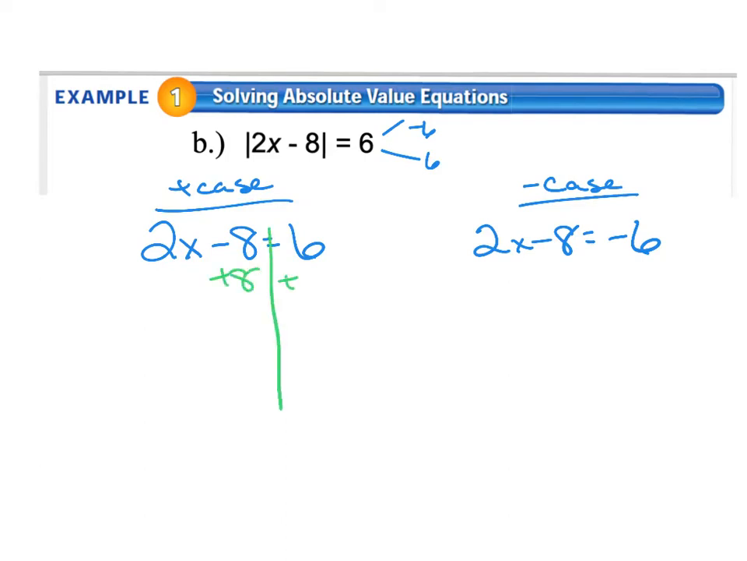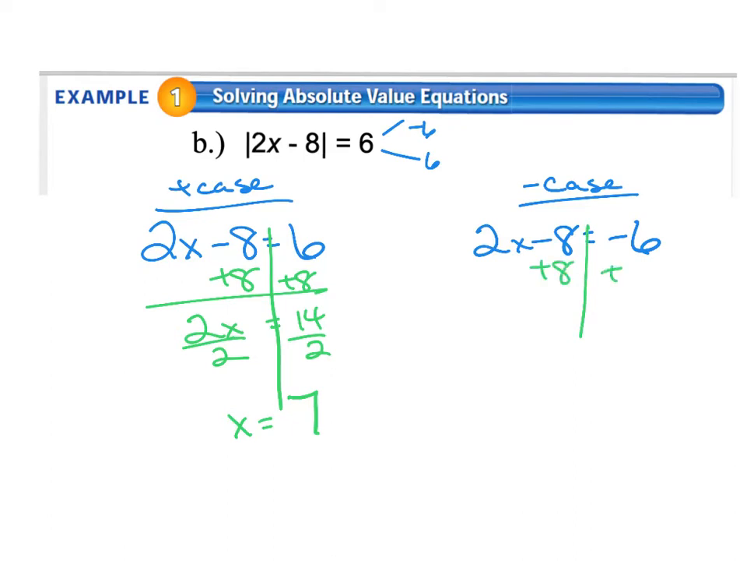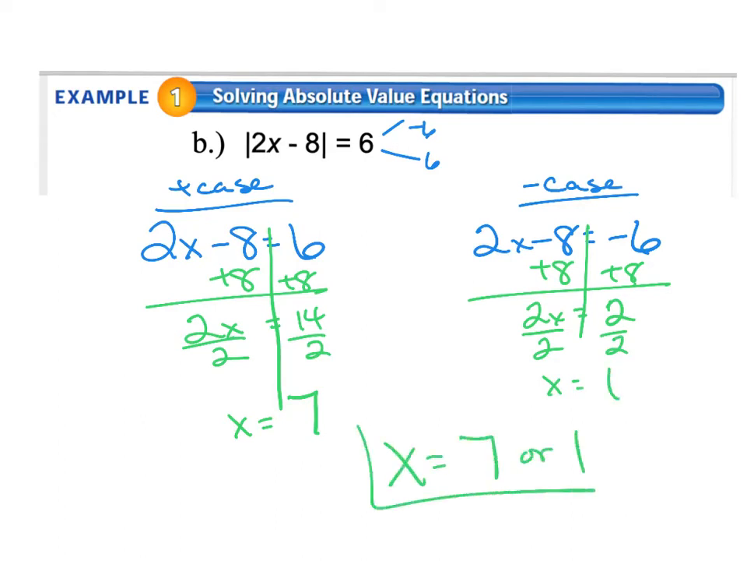I'm going to add 8 to each side. So I get 2x equals 14. Divide by 2. For the positive case, x could equal 7. Do it again over here. I'm going to add 8 to both sides. 2x equals negative 6 plus 8 gives me a positive 2. Divided by 2, x equals 1. So x equals 7 or 1. Both answers, or I'm going to count it wrong.